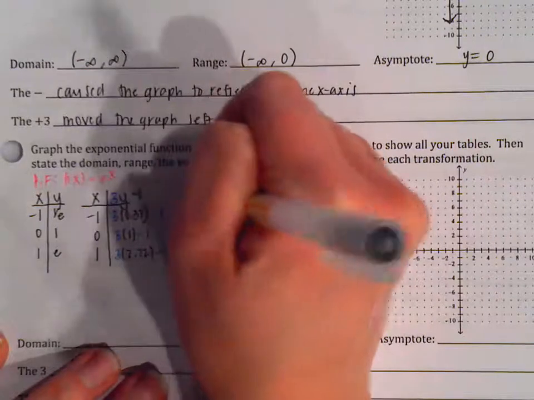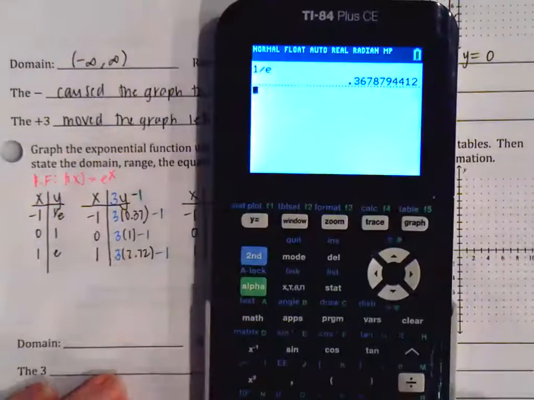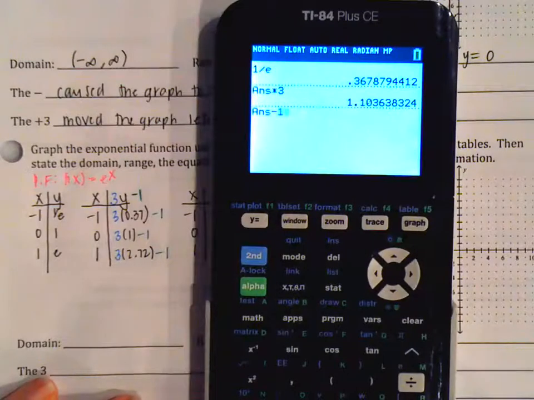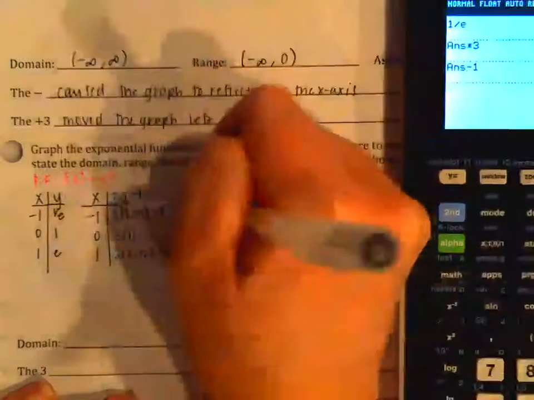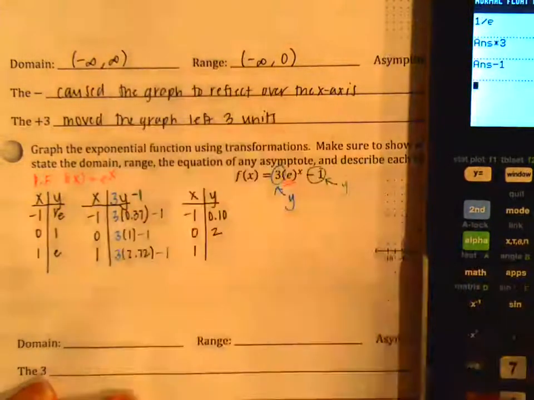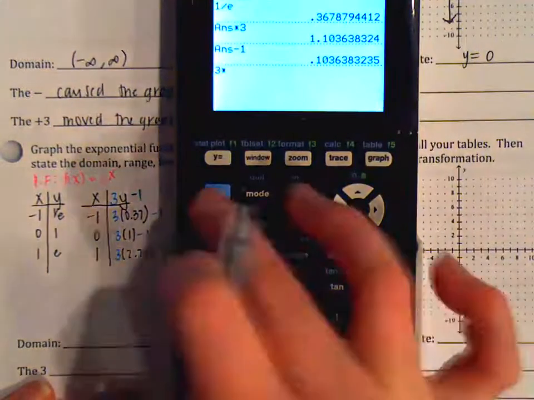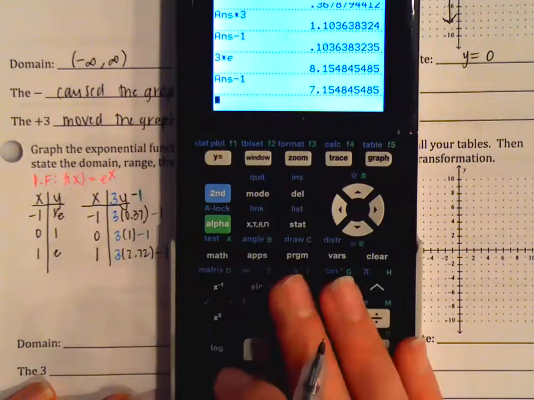And now I can get my final table. My x values stay as is. I'm going to use my calculator here. I'm going to multiply by 3, subtract 1, and I get 0.10. And then 3 minus 1 is 2. And then 3 times e minus 1 gets me 7.15.